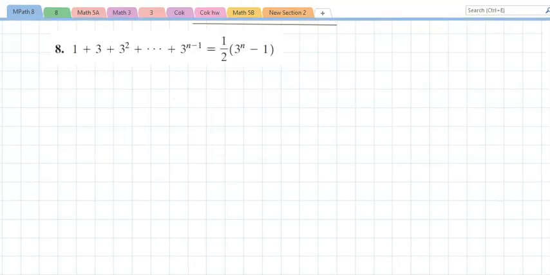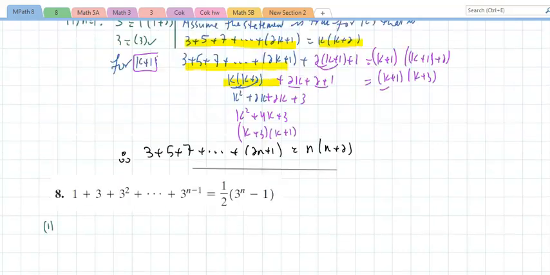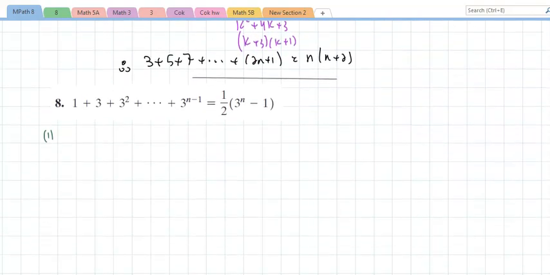Okay, number 8 is next. Again, I would make the same assumption. I look at this and say, all right, step number 1, I will figure out for n equal 1. I'll get a 1, or here 3 to the 0 is 1, equal 1 half into 3 to the 1 minus 1. 1 equal 1 half of 2, and 1 equal 1, it checks. If the first step doesn't work, you're done.